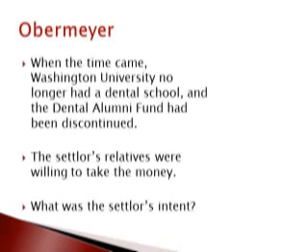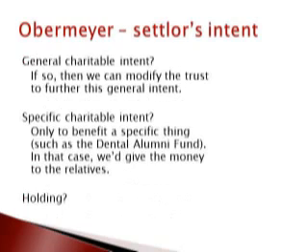Well, what happened here, though, was that by the time we got around to needing to hand out the trust remainder, Washington University no longer had a dental school, and their dental alumni fund had been discontinued. So where would we give the money? Now, of course, the settlor's relatives were willing to take it. Of course they were. Who wouldn't be? But what was the settlor's intent?